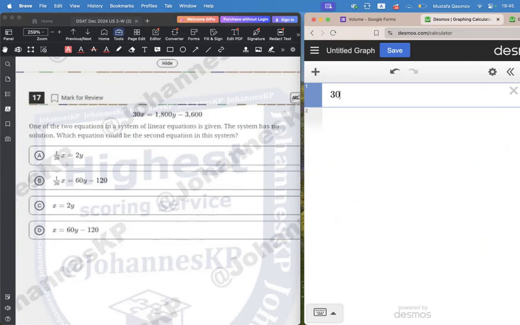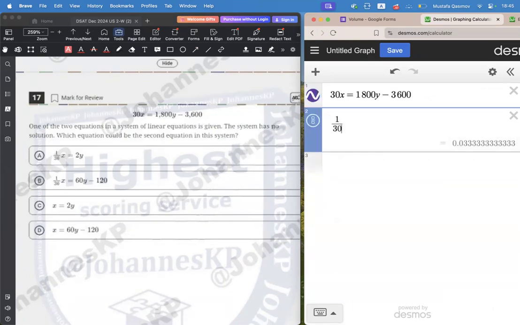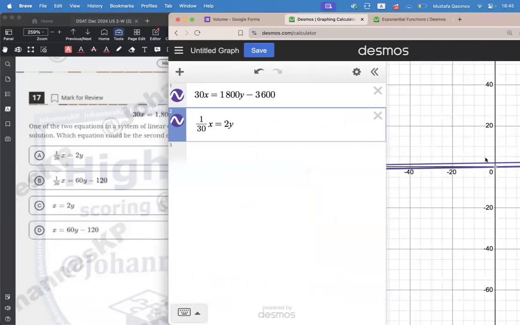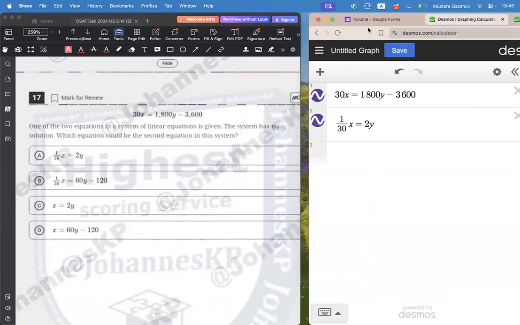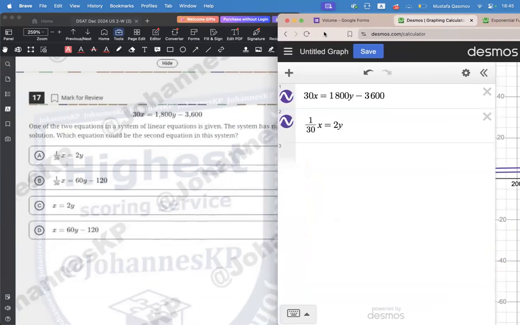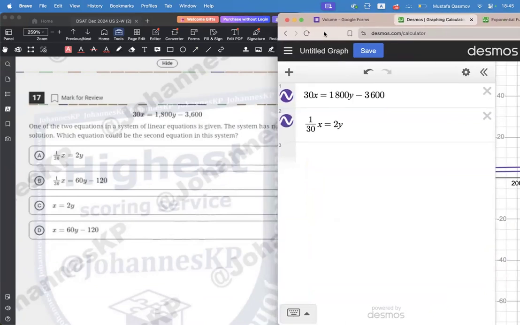Here you must write it like that: 30x plus 1018y minus 3600. Then let's write option A here. We know that for no solution, it must be two parallel lines like that. For an infinite number of solutions, it must be one line. And for one solution, it must be two lines intersecting at one point.